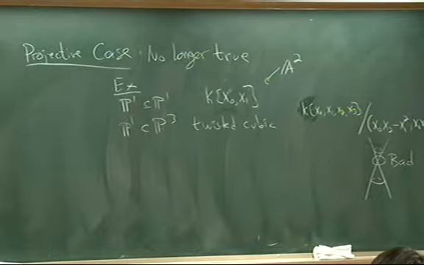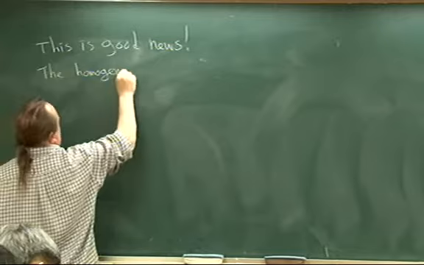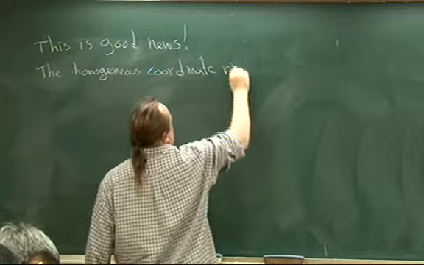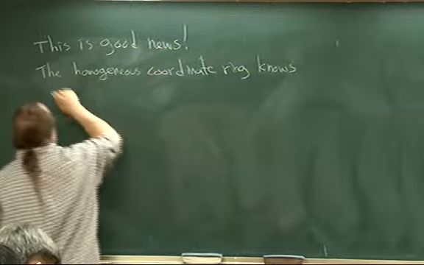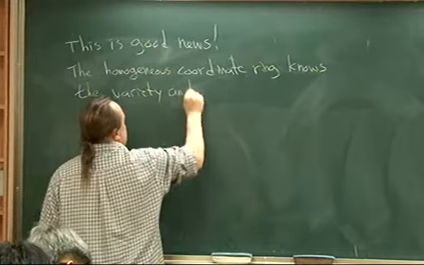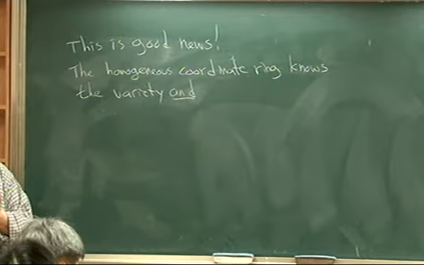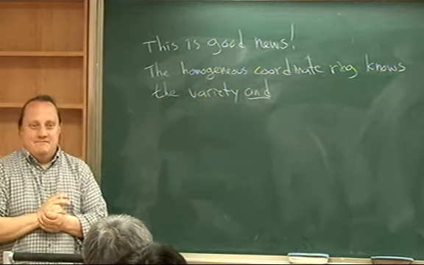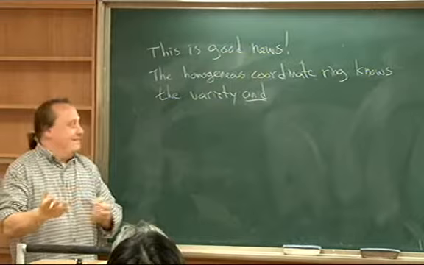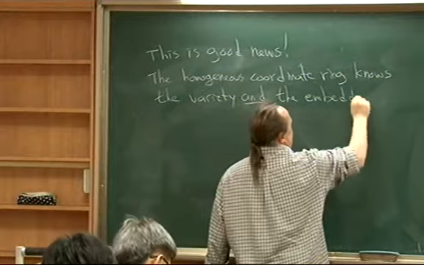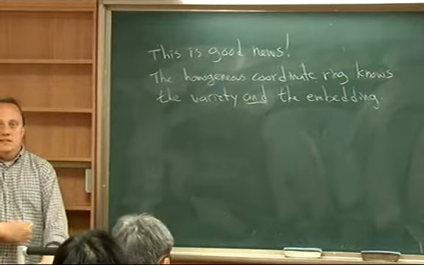Right? The homogeneous coordinate ring. What else does the homogeneous coordinate ring know? What is the extra information? It knows the embedding, good. And the embedding. In the affine case, the information about the embedding is lost. The ring doesn't carry that information. In the projective case, the ring remembers the embedding.